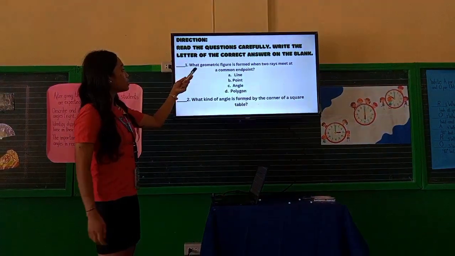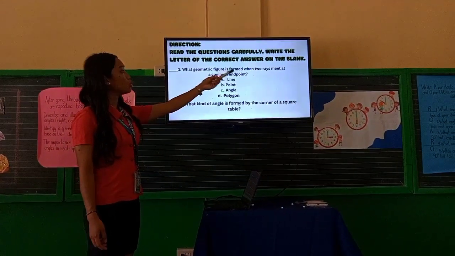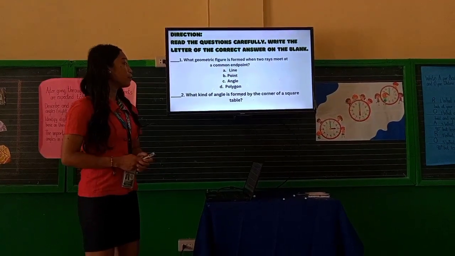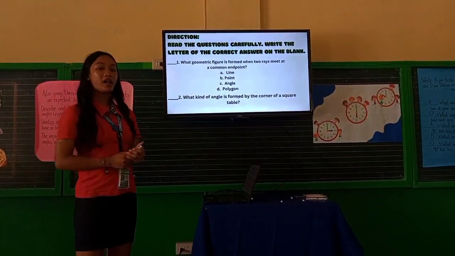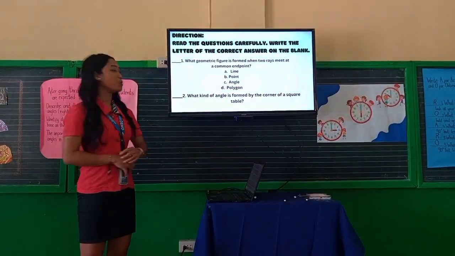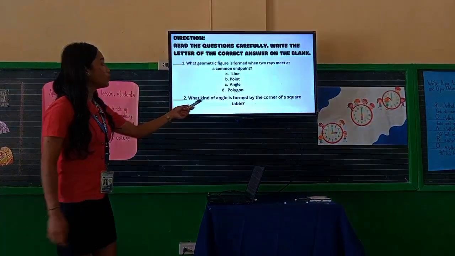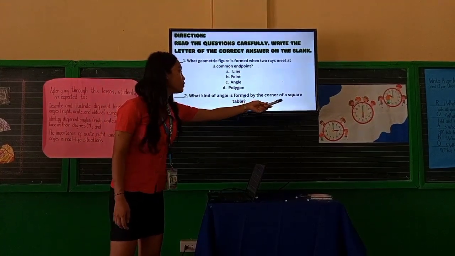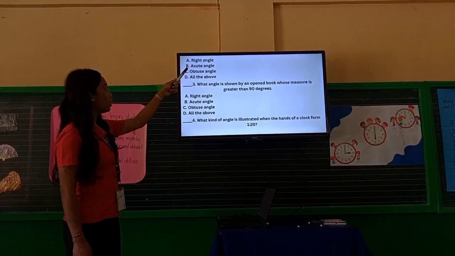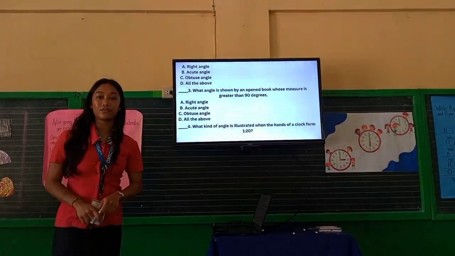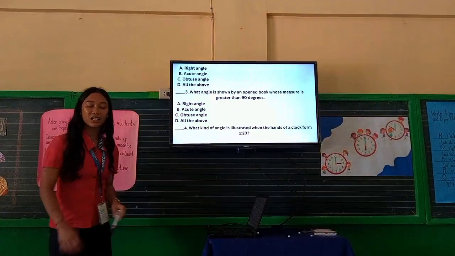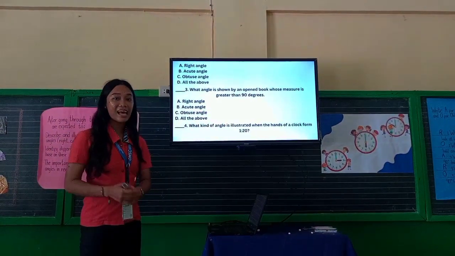Number 1. What geometric figure is formed when 2 rays meet at a common endpoint? A line, B point, C angle, D polygon. It is letter C. Very good, everyone. Number 2. What kind of angle is formed by the corner of a square table? Right angle, acute angle, obtuse angle, or all of the above? Alright, it is right angle. A table has a right angle.